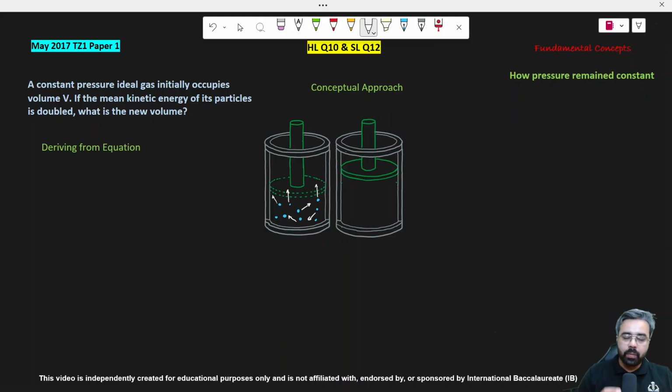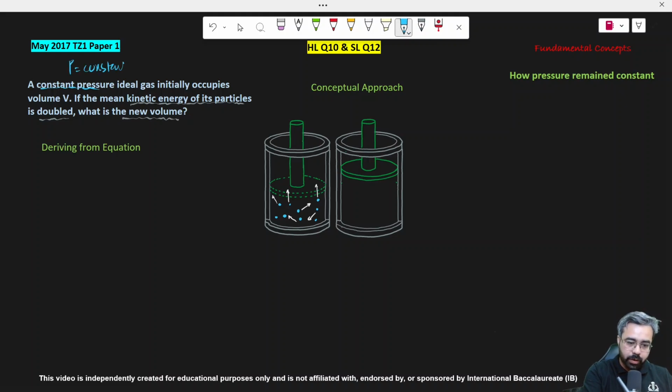Now, what is asked in this question? They say if we increase the average kinetic energy of the gas, of all the particles, of all the molecules, if it is doubled, then what will be the new volume? But remember the condition which is mentioned, that the pressure is constant.